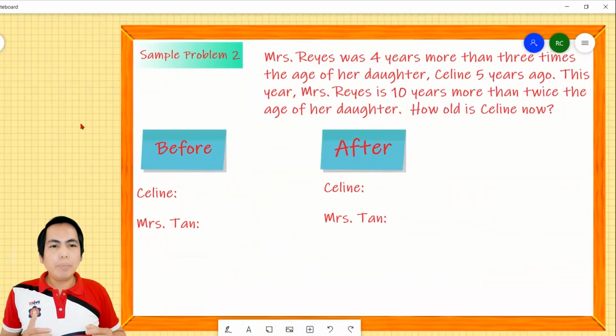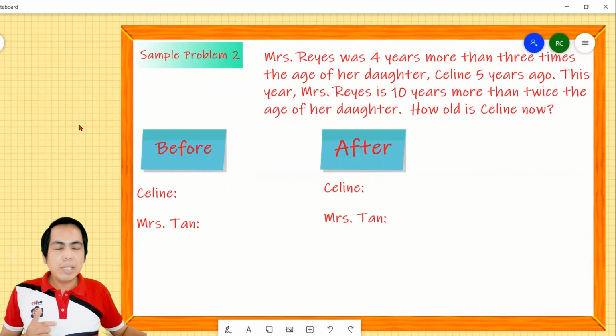In our problem number 2, it says here, Mrs. Reyes was 4 years more than 3 times the age of her daughter Celine 5 years ago. This year, Mrs. Reyes is 10 years more than twice the age of her daughter. How old is Celine now?